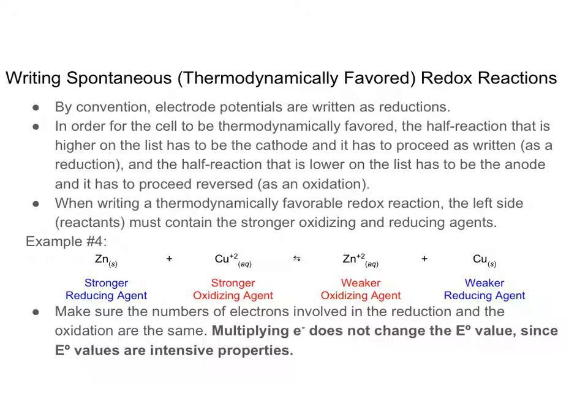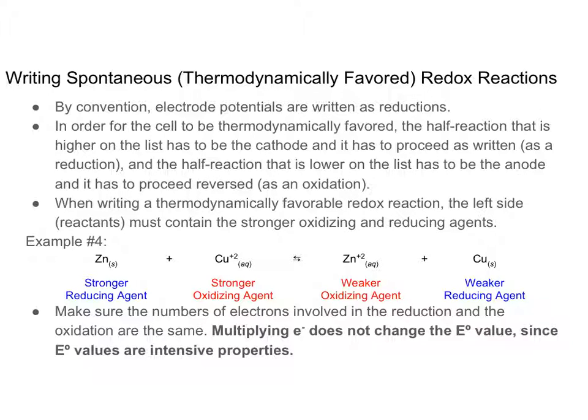So in writing thermodynamically favorable redox reactions, the left side reactants must contain the stronger oxidizing and reducing agents. If zinc loses electrons to become zinc ion, the stronger reducing agent is the zinc. If the copper ion is gaining electrons to become the copper atom, it is the stronger oxidizing agent. So we always write them in the order of stronger reducing agent plus stronger oxidizing agent makes weaker oxidizing agent and weaker reducing agent.